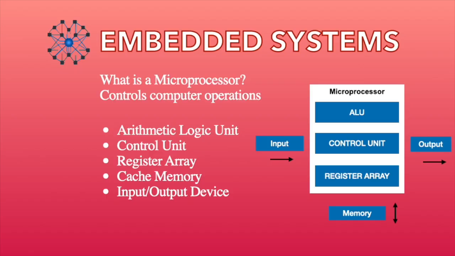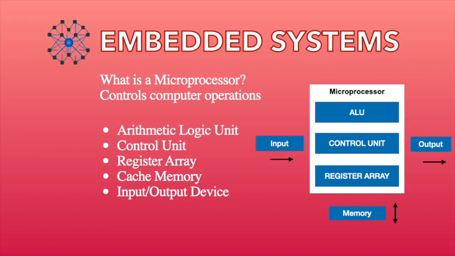Second is the control unit, CU, which manages and coordinates all activities inside the processor. It controls data flow between memory, input-output devices, and the processor itself. Third is the register array, which is a small, high-speed memory inside the processor used to temporarily store data and instructions during processing. A microprocessor also uses cache memory, which is a small but very fast memory that stores frequently used data to speed up processing and improve performance. This reduces the time needed to access data from the main memory.